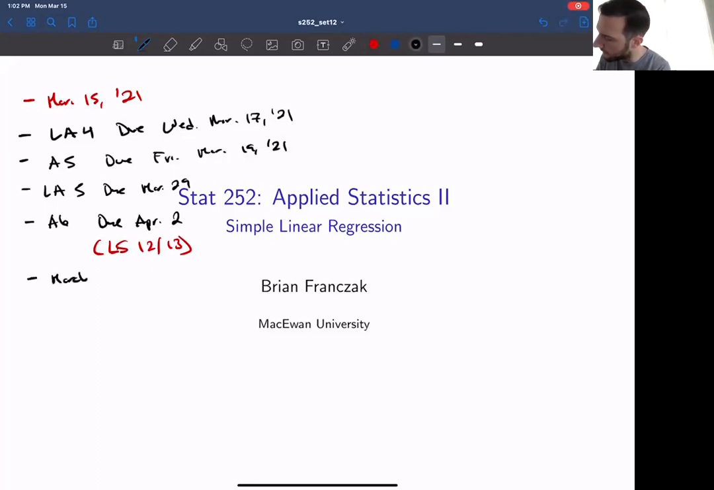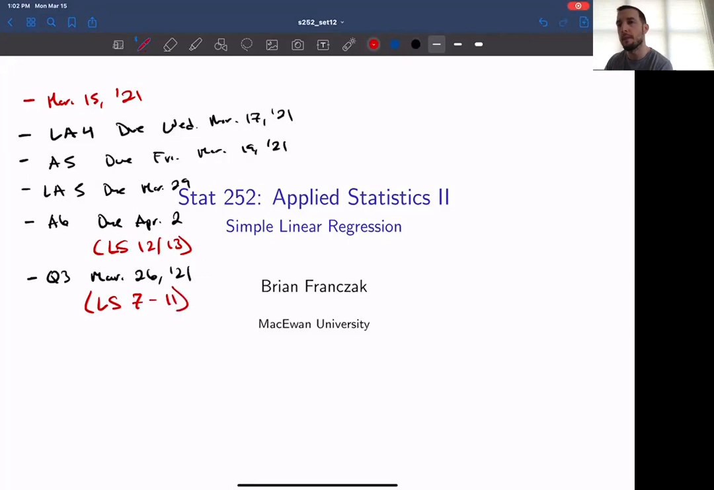So that is not this Friday, but the next Friday. Q3, March 26, 21. And then that's going to be lecture set 7 through 11. So that's two-way ANOVA through to Kruskal-Wallis testing. So, I mean, it's quite a bit of material to cover, but the quiz will be the same length as it was in the last 2 cases. Or maybe like kind of an average of that. All right, so that is where we are at in the course.